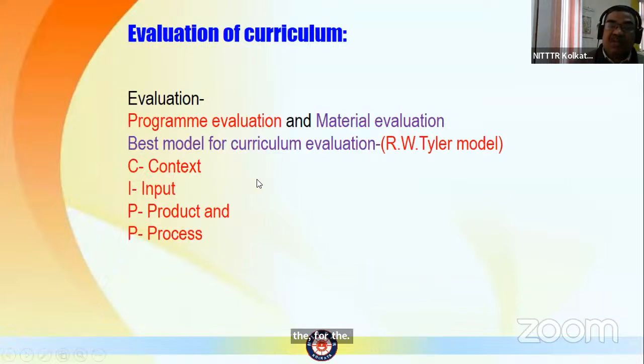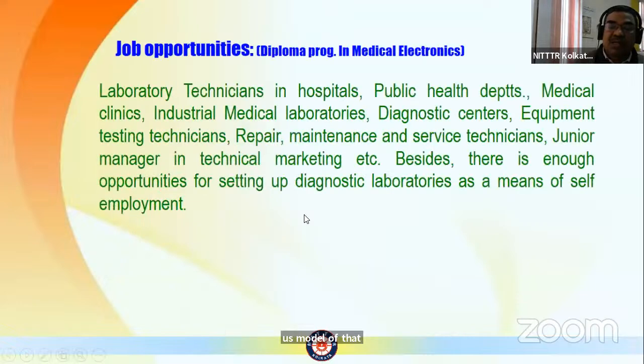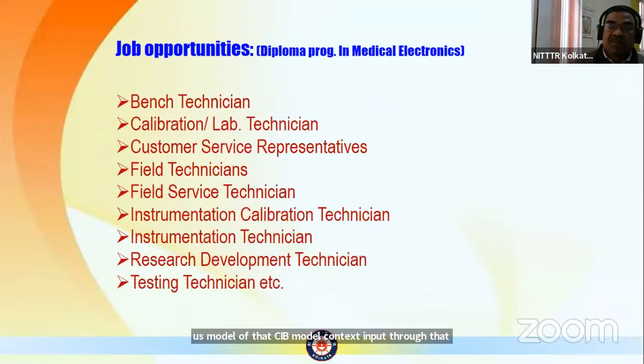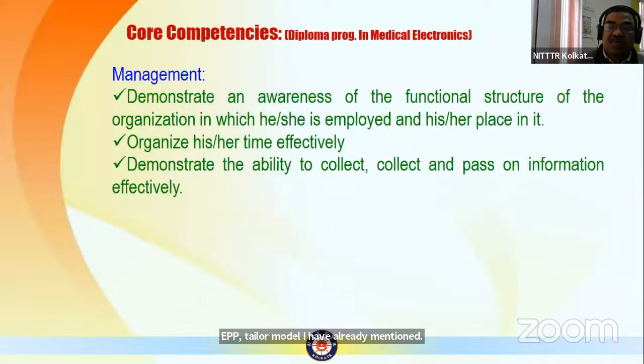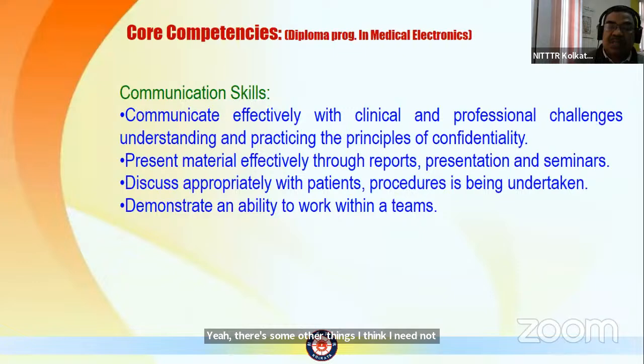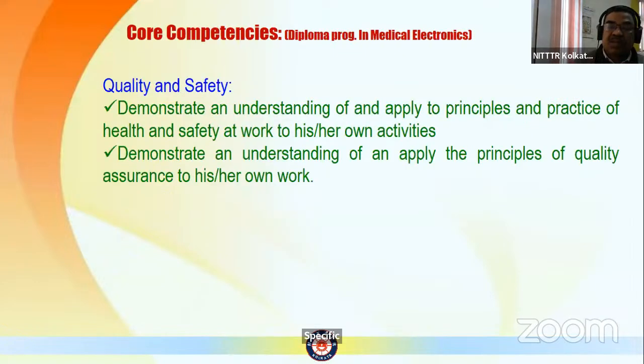These are some of the evaluations for curriculum: program evaluation and material evaluation. This is the Taylor's model of input, that CIPP model: context, input, process and product. CIPP Taylor model I have already mentioned. These are some of the things I need not describe. This is related to a specific subject, mechatronics.